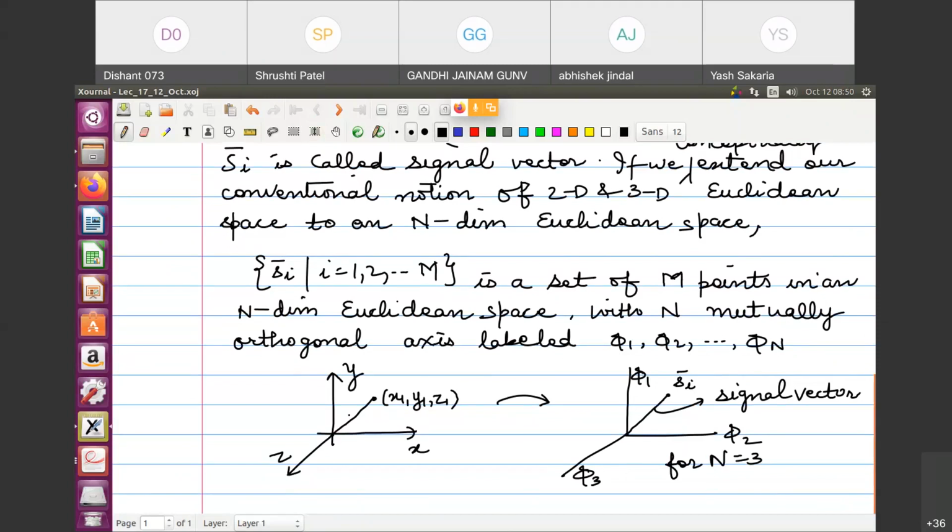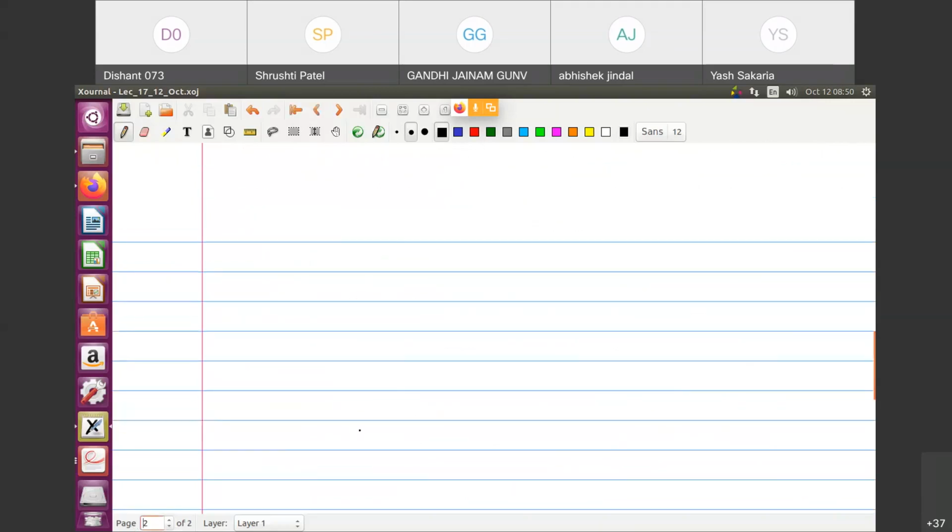Why are we having an analogy with the Euclidean space? Because we will see that whatever we do in this n-dimensional Euclidean space exactly follows in the n-dimensional signal space. The distance concept, the correlation concepts, the orthogonality, everything follows word by word. This n-dimensional Euclidean space, where the axes are the basis functions, is called the signal space.